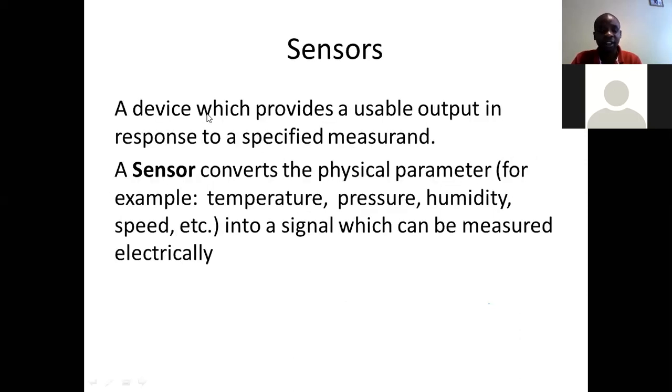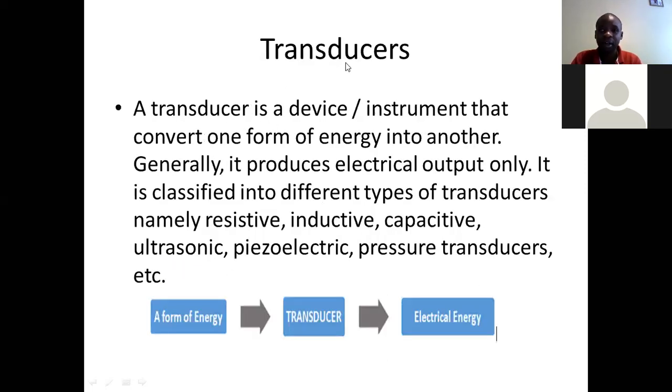Now, having looked at the different types of standards which we have, we again revisit sensors and transducers. Basically, you can define a sensor as an instrument or a device which converts a physical parameter, like these ones here, into a signal which can be measured, mostly electrically. So it converts all these other physical parameters and gives an equivalent electrical signal. At the same time, a transducer converts one form of energy into another.